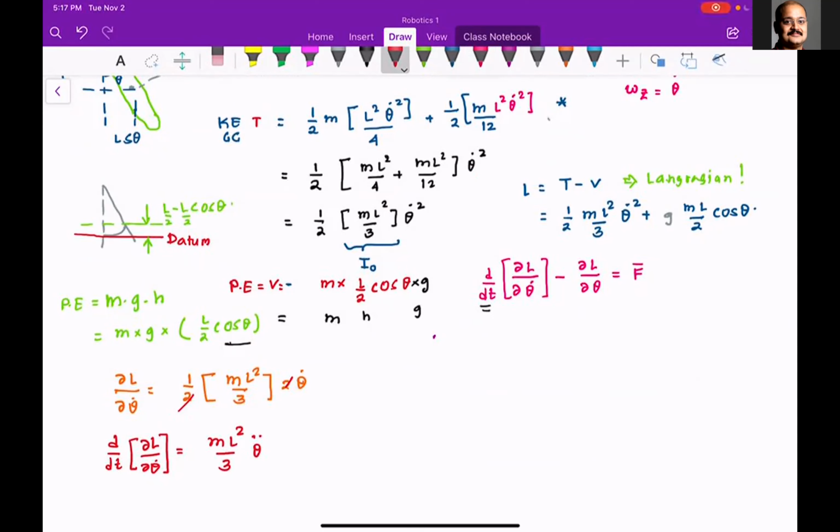The next part is partial L with respect to partial theta. Now, can you see that when I do partial L with respect to partial theta, the kinetic energy expression has theta dot, and theta dot is a constant. So that goes to 0. Everyone understood? Just like the derivative of x squared is 2x, the derivative of theta dot squared is 2 theta dot.